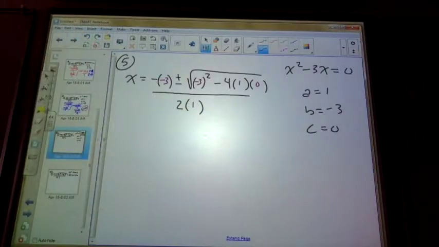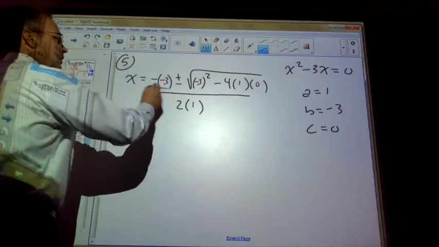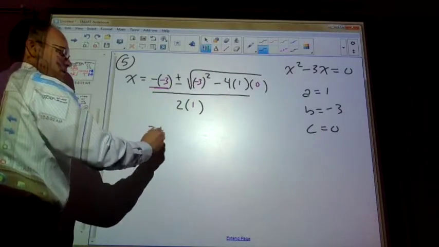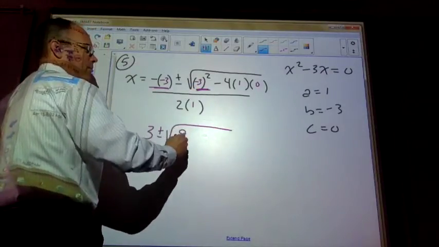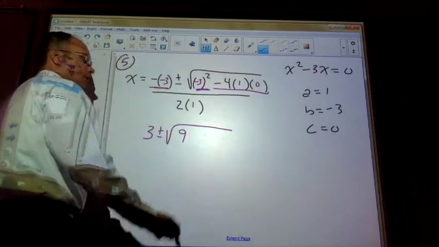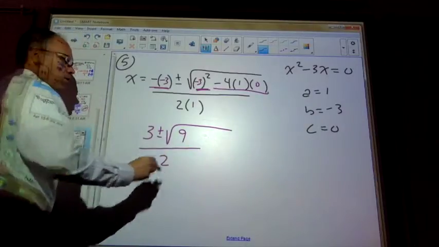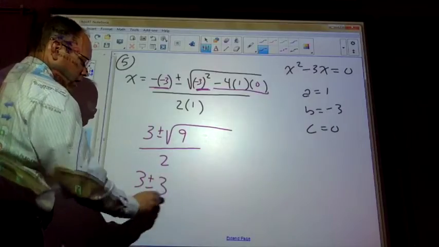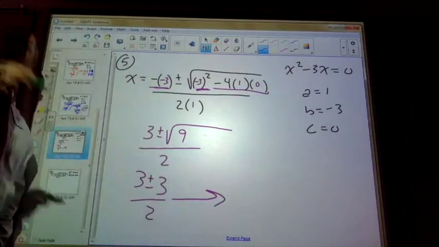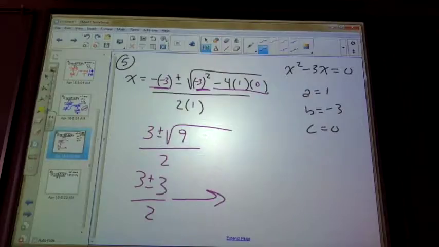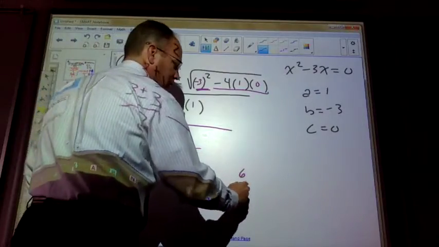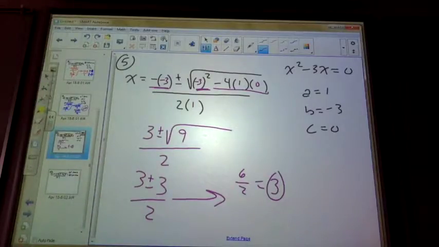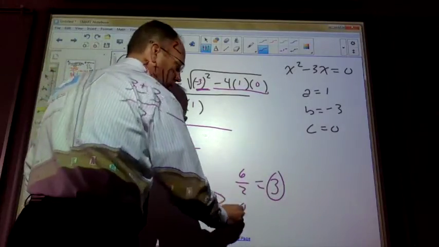You agree? What does this come out to? 3 squared comes out to 9. And then what does this come out to? 0 all over 2. Square root of 9 is? 3. So I get 3 plus or minus 3 all over 2. Let's do the arithmetic. 3 plus 3 is 6. 6 over 2 is 3. Good. 3 minus 3 is 0. 0 divided by 2 is 0.